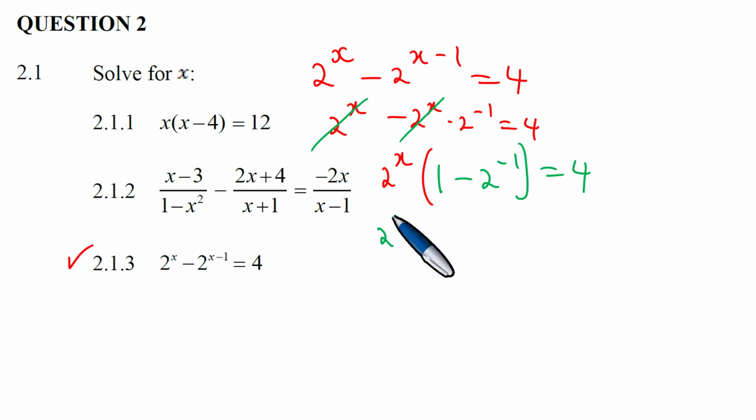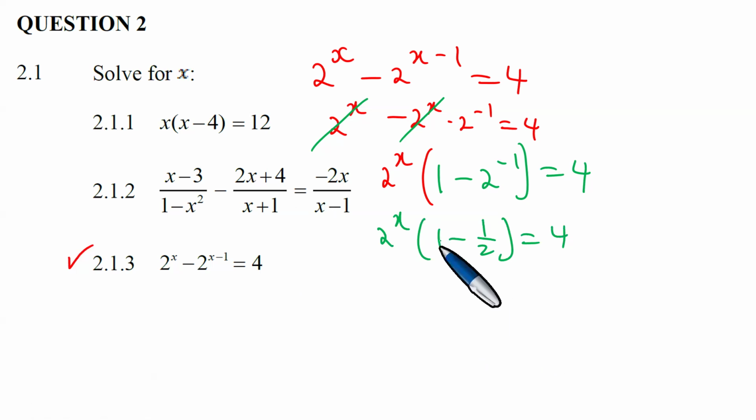So this one is going to be 2 to the power x, then this one is going to be 1/2 equals 4. Then what do we do now at this point? So what is 1 minus 1/2? What do we get? What is 1 minus 1/2? 1/2.